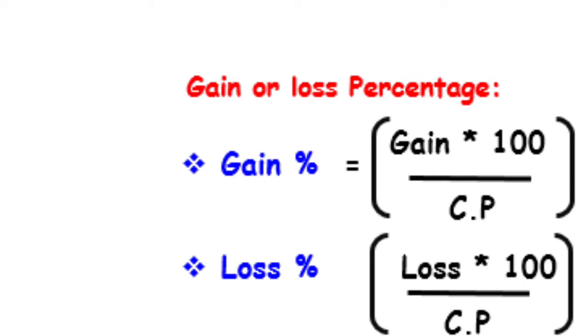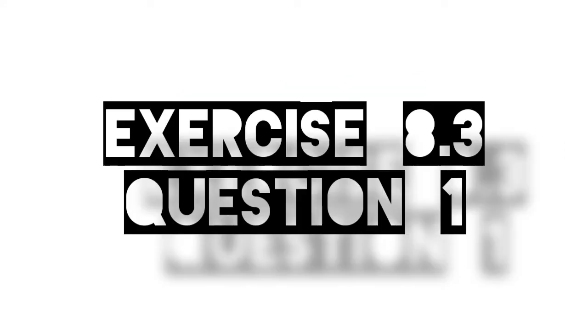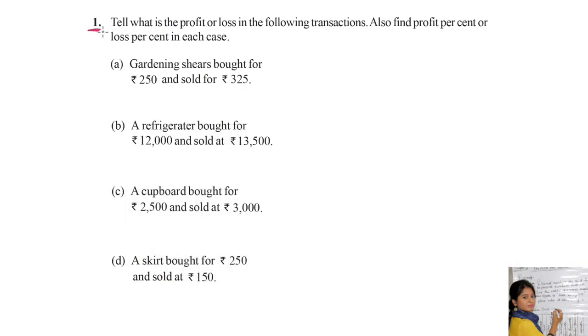In this video we are going to start a new exercise, that is exercise 8.3. So let's start with how to solve question number 1. Question number 1 says: tell what is the profit or loss in the following transactions. Also we need to find the profit percent or loss percent in each case. So basically we need to find whether each transaction made a profit or a loss.